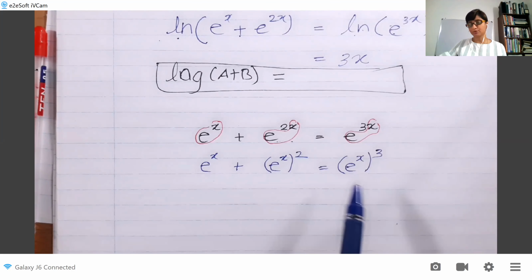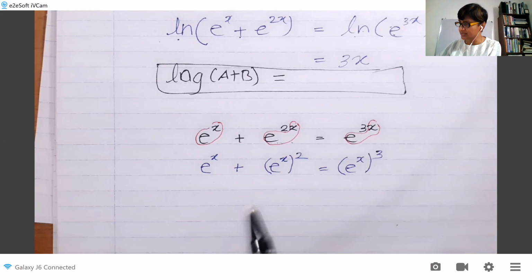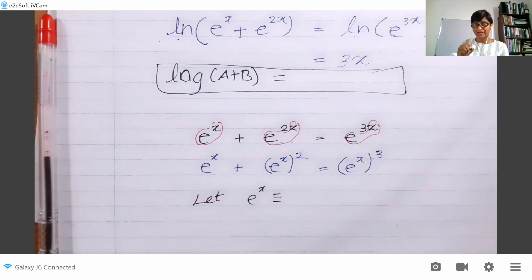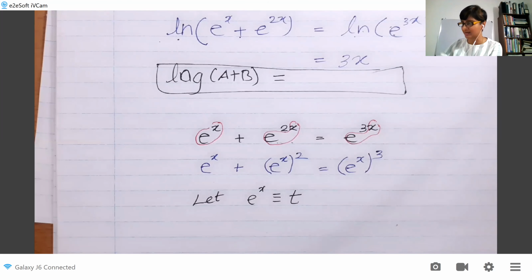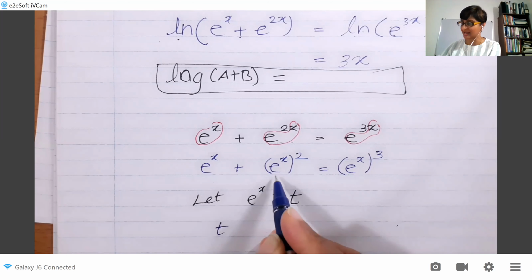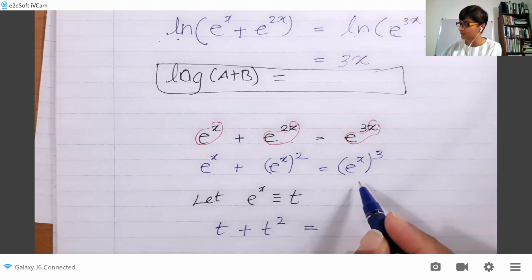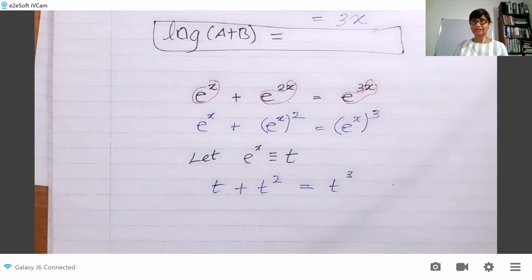Okay, then I can do a little relabeling. Let me relabel e to the power of x with one letter. So say let us call e to the power of x, it's just a relabeling, I'm using the equivalent sign. I'm just labeling it with a different letter. I'll take t. Then this equation turns into what? This is t, this is t squared, and that is t cubed. Okay. Now it's an equation of t.